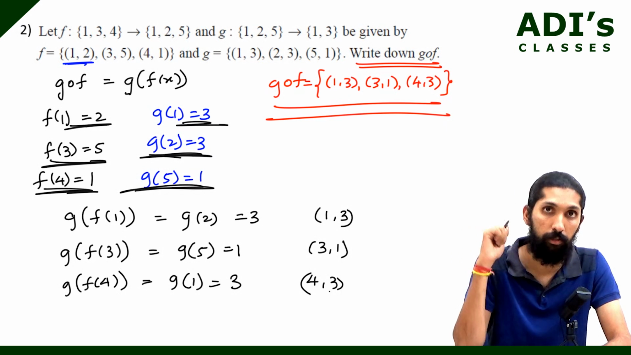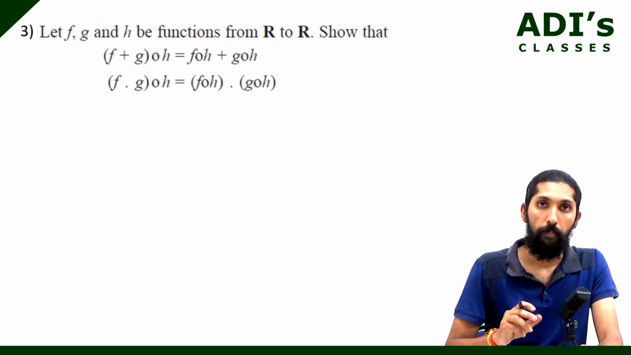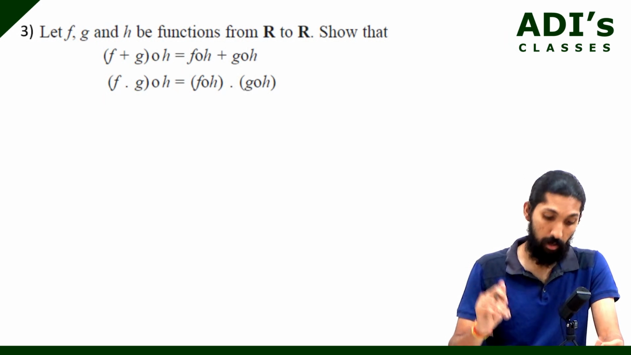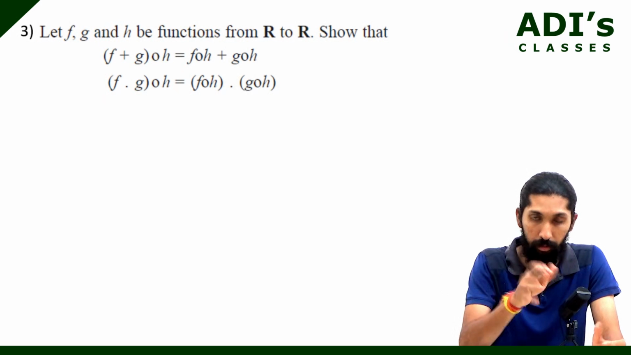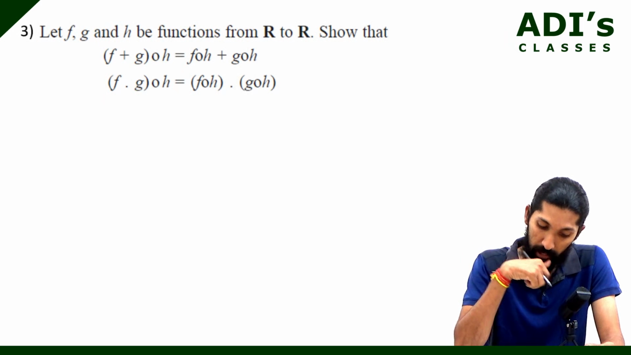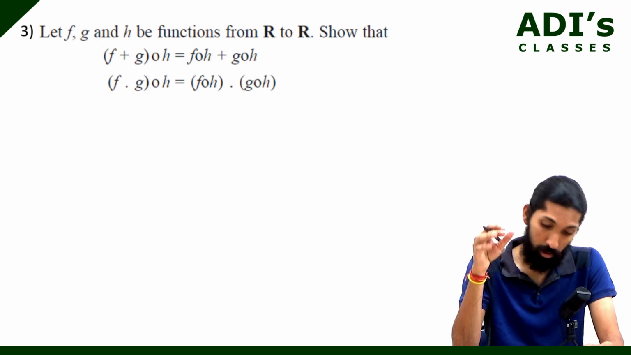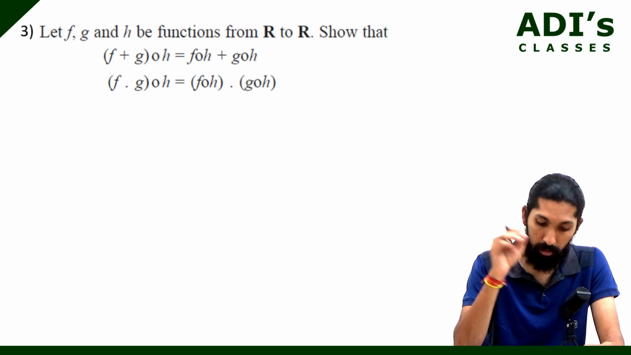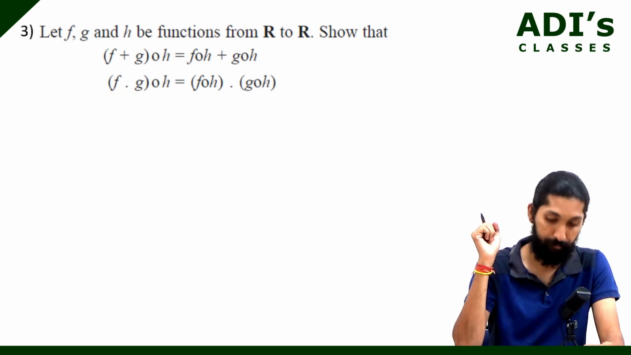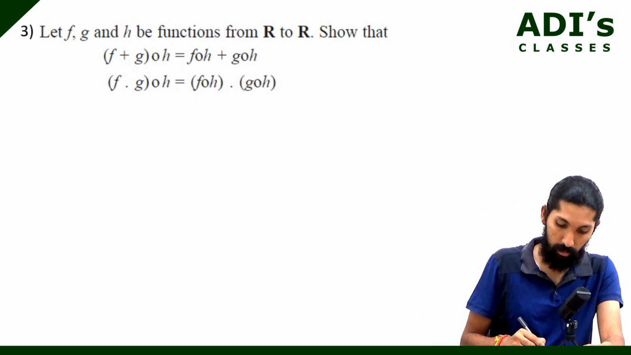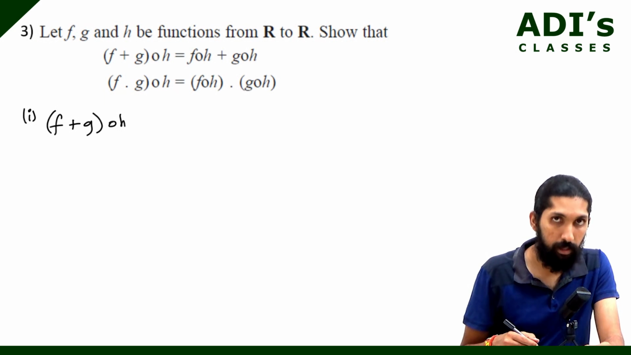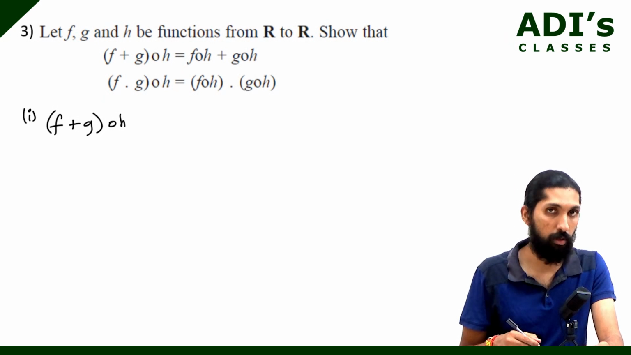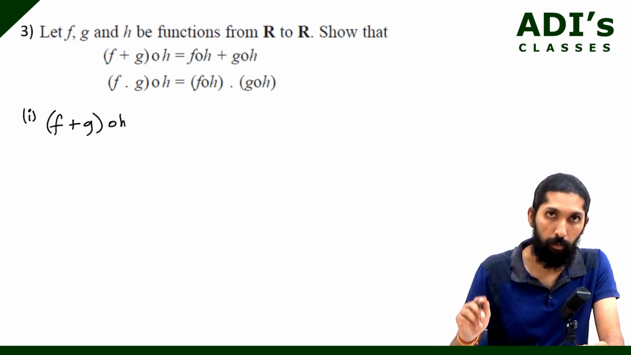Now let's do the third one. See the third one. It's very direct and very easy. Let f, g and h be functions from R to R. That is, set of real numbers to real numbers. Show that (f plus g) of h is equal to f of h plus g of h. Correct? So let's start with the first one. F plus g of h. Normal distributive property. There is no change whatsoever. Always use the normal distributive property.